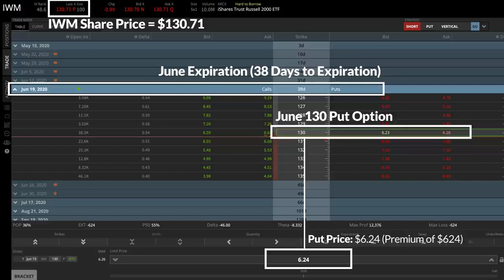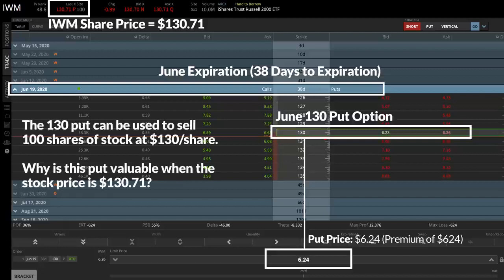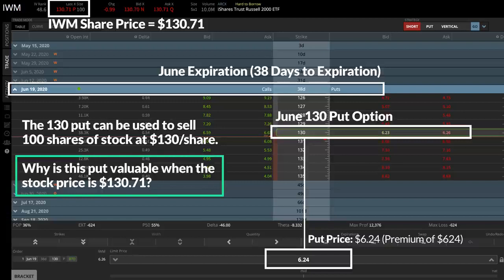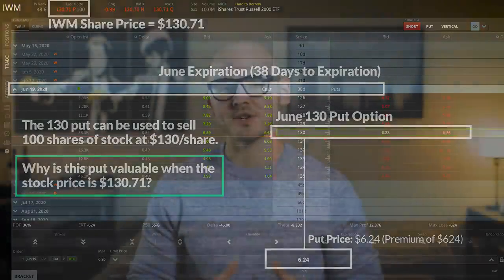And since a put option gives the buyer of that option the right to sell 100 shares of stock at the put option strike price between now and expiration, why is this put option worth $624 when there's really no value in owning this put option? I could just sell shares of stock right now for $130.72, and I would sell it at a higher price than I could sell these shares for by using my put option. So why is this put option valuable when the stock price is above the put option's strike price?